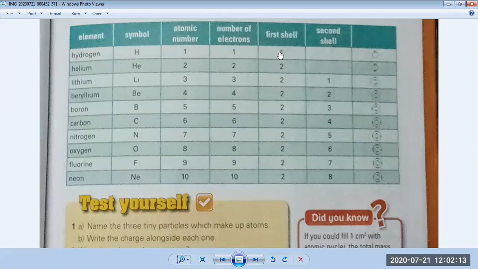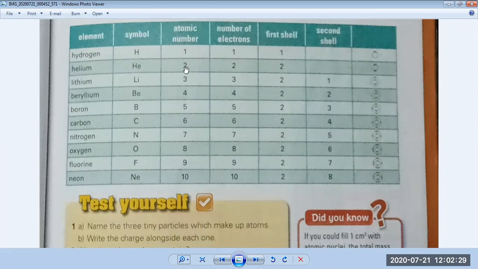Only one will come, and in the second shell there is no electron. Okay, so this is the electronic structure of hydrogen. Then we will come to helium. Helium is shown by a first capital letter and a second small letter. You can see helium, He.